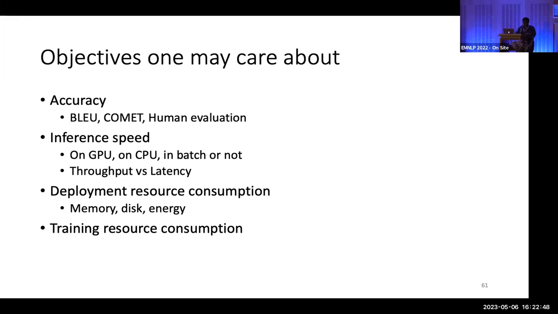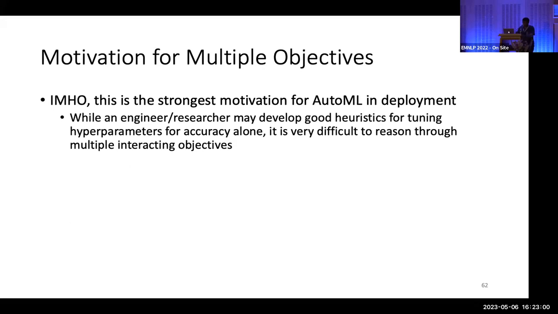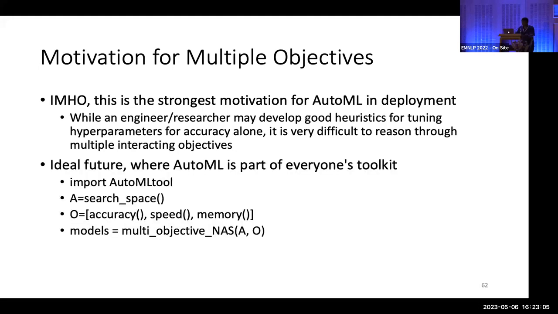So I'm going to make an argument that you could put all of this stuff into hyperparameter optimization and have it do it for you, and that will simplify your life. It really helps if you're in the deployment setup, but even in the research setup, I think it also helps. So this is the ideal case I wish for in the future. In your code, you just say import AutoML tool, define a search space, you define the objectives you care about, and then you just run some multi-objective NAS or something like that. And it'll give you a set of models that fit the best in terms of these multiple objectives.